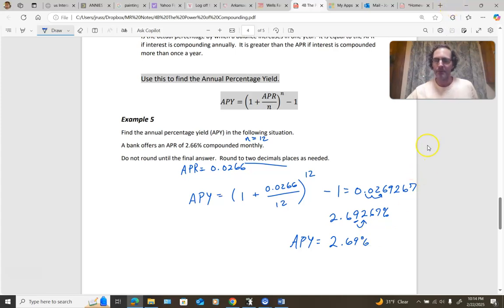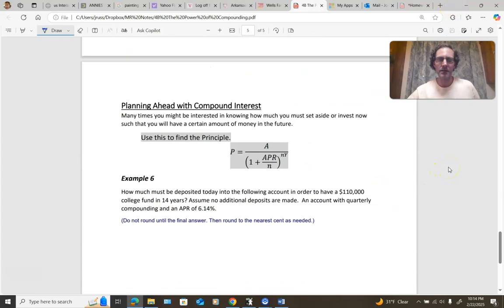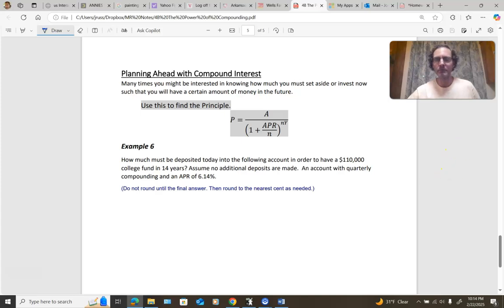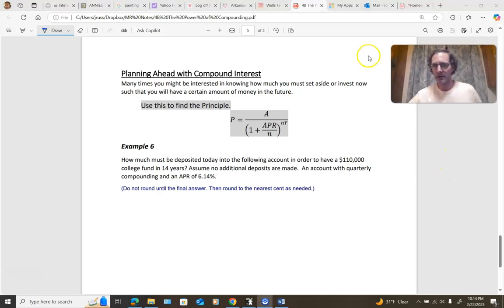Okay. All right, well, we've got one last thing to talk about, and this is entitled Planning Ahead with Compound Interest. So the gist of this, guys, is that you want to invest some money today such that you have X amount of money so many years in the future. So this could be like a kid's college fund.